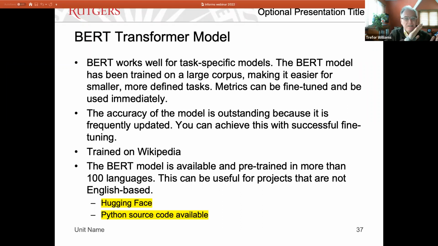And if you look, there's a strange word, Hugging Face, down there in that last bullet point. And of course you can also go to Google, but Hugging Face is an open source repository of all these different transformer models. And on top of having the trained model that you can download, they give you the Python source code to use it for different types of models.